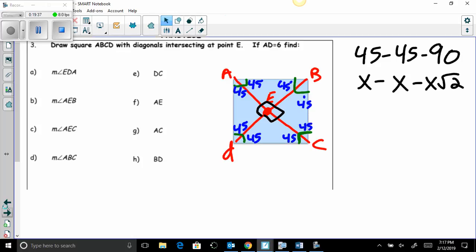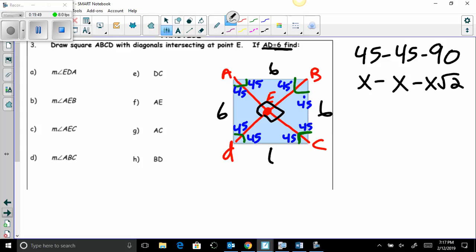All right, let's finish. AD, if AD is 6, find all of them. Where's AD? AD is right here. So if AD is 6, what do you know about all the other sides? All the sides are congruent. So this is 6, this is 6, this is 6. Does that help me anywhere else? Well, it helps me right here. Where else does it help me? Doesn't help me anywhere else there, right? All right, so we'll have to go ahead and find all the other ones.